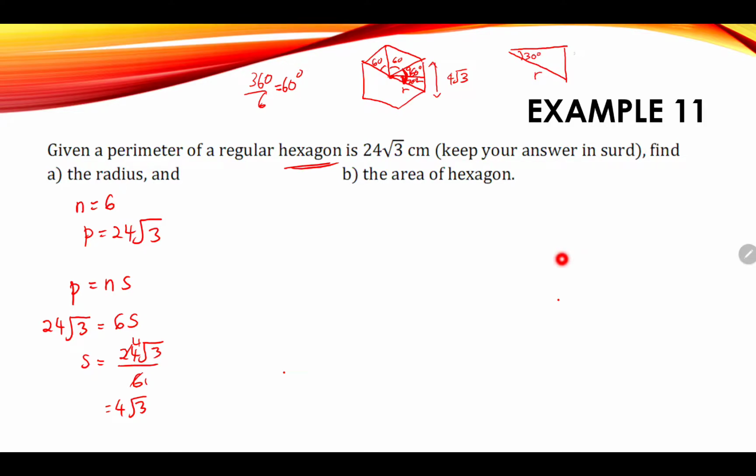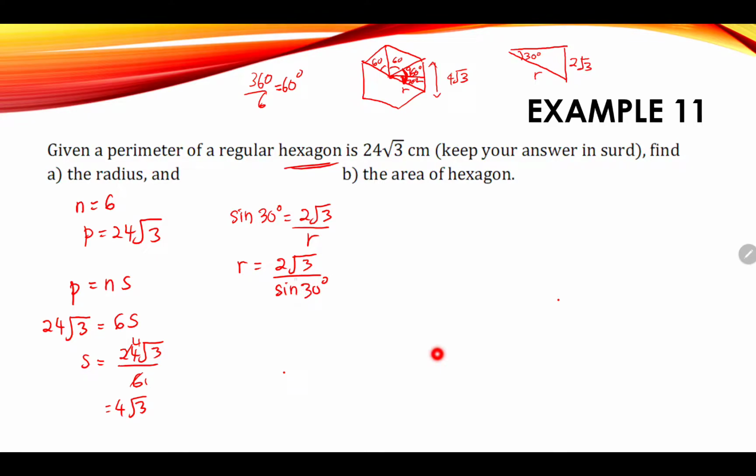Sini R. Okay, ini bukan 4 set 3. Dia akan jadi bahagi 2 lah. Okay, so jadi 2 set 3. So nak cari R, kita boleh pakai sin 30 sama dengan 2 set 3 bahagi dengan R. So R equals 2 set 3 divided by sin 30.